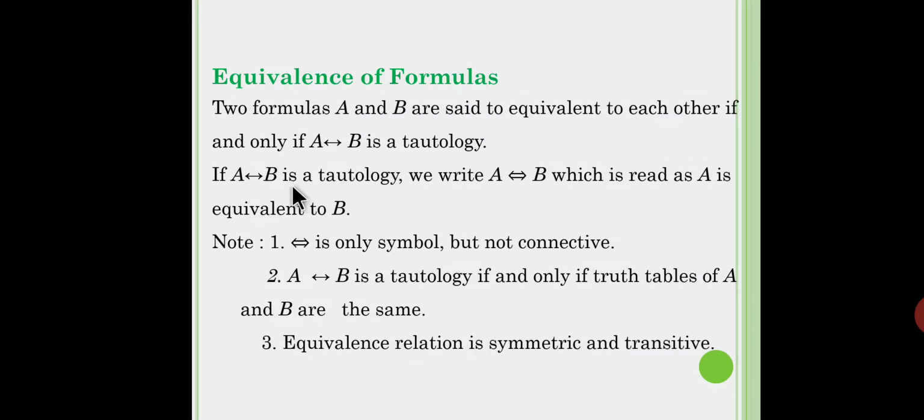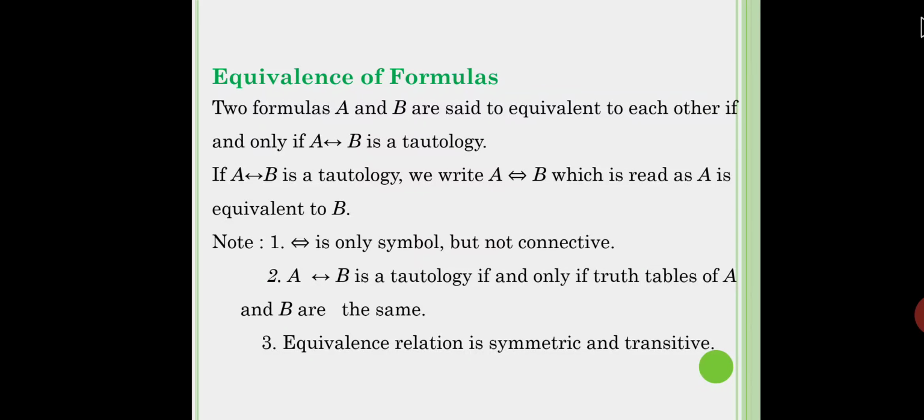The logical equivalence is denoted by the equivalence symbol. If A biimplication B is a tautology, we write A is equivalent to B, which is read as A is equivalent to B.